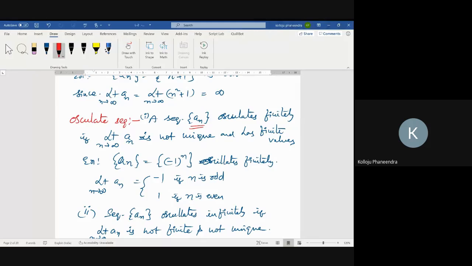When the limit value is not unique and has finite values, for example minus 1 whole power n, the limit value is minus 1 when n is odd, plus 1 when n is even. That means the sequence oscillates between the finite values minus 1 and plus 1. This is oscillating finitely: not unique and having finite values.